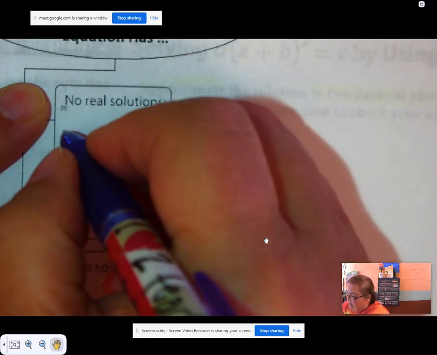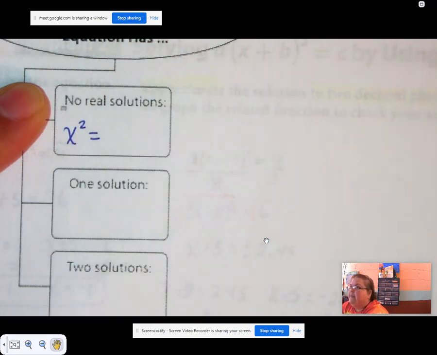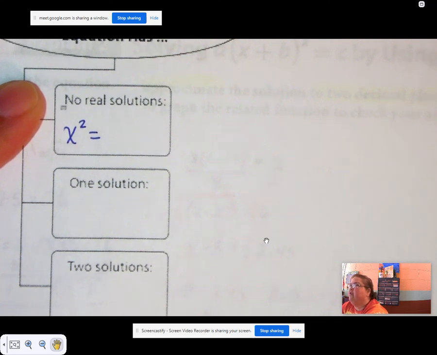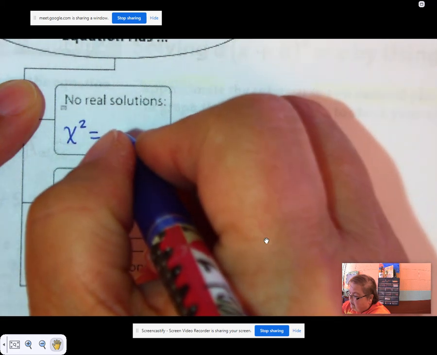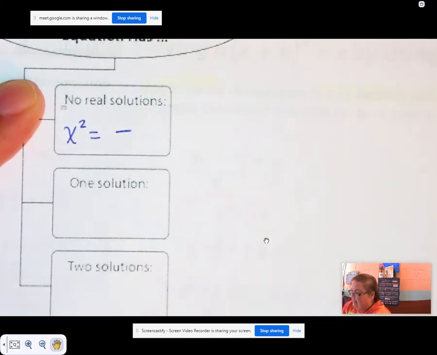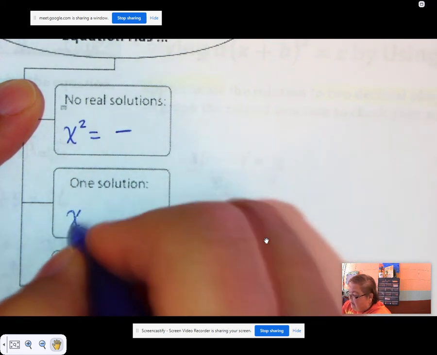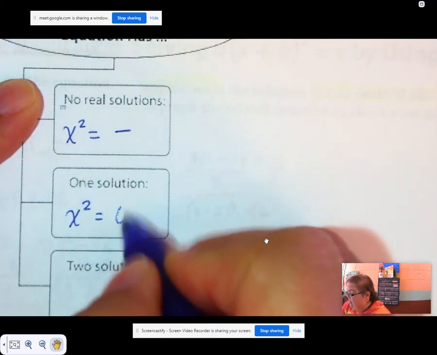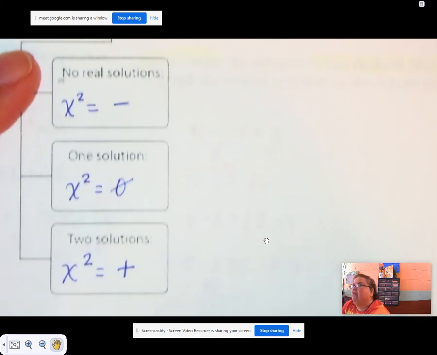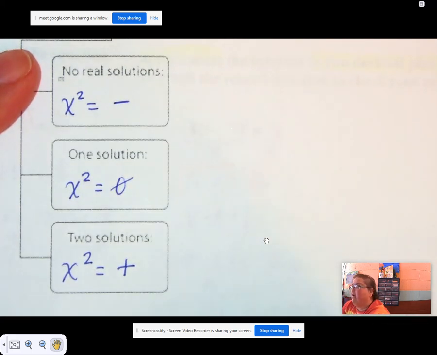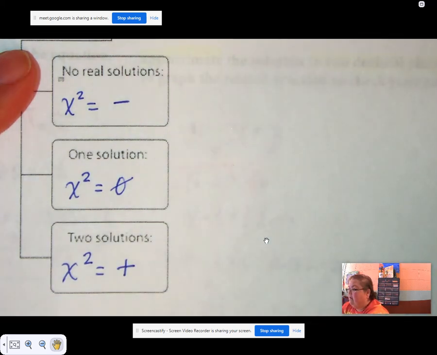No real solution means that x squared equals what? Look on the front. Remember, it's in your note to self. If you have no real solutions, what does my x squared equal? A negative answer. Gotcha. If I only have one solution, what does my x squared equal? 0. And if I have two solutions, what does my x squared equal? Positive answer. Okay? Tells me how many times my parabola is going to intersect the x-axis.